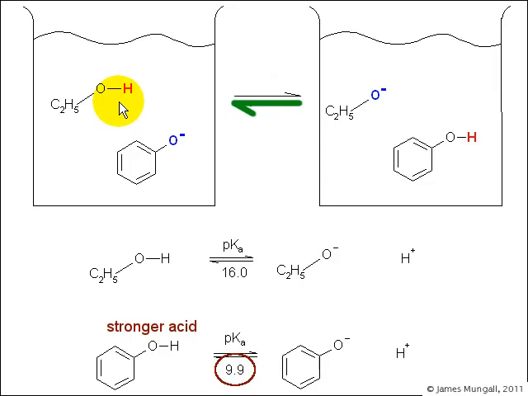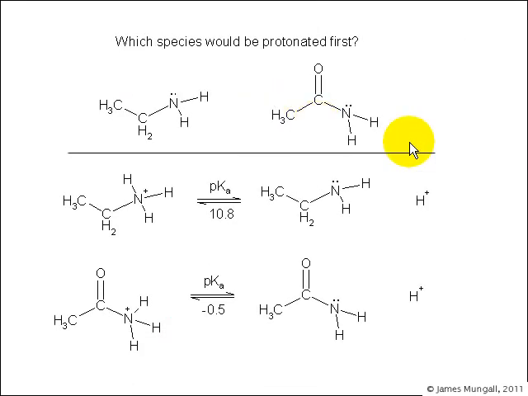We can also work out the equilibrium constant for this reaction. pKa for this equilibrium will be the difference between these pKa's, so 16 minus 9.9, which is 6.1. So K for this reaction will be 10⁻⁶, showing that the equilibrium lies strongly to the left-hand side. Here's a few questions for you to have a think about. The first one says, which species would be protonated first?